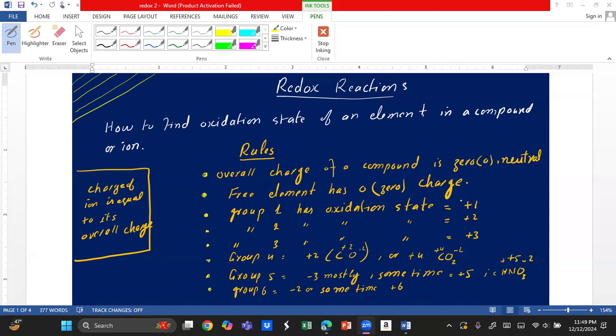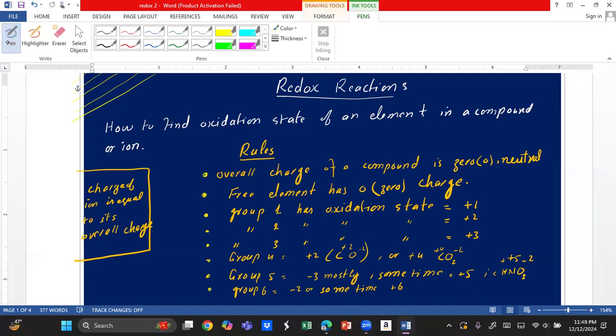Today we will learn what are the rules to find out the oxidation number of an element in a compound. Let's start with the rules of finding oxidation number of an element in a compound or in an ion. The first rule is the overall charge of a compound is zero. Compound is neutral basically.